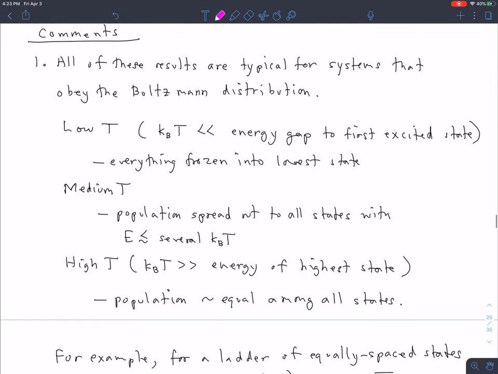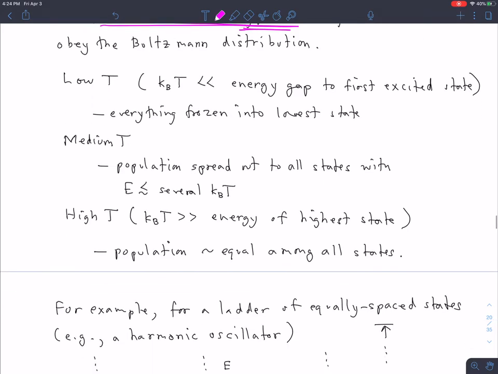All right, a few general comments. The first thing is that all of these results we've seen in this example are typical for all systems in the Boltzmann distribution. It's always true that when you're at low T, you freeze everything into the lowest available state, or sometimes there's more than one available state, and you freeze it down into all of them. But whatever the lowest possible set of states is for the system, you always freeze into those when you go to lower temperature. You're basically eliminating all possibility of exciting the system to anything higher than the ground state.